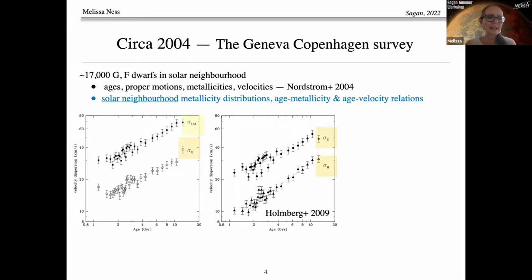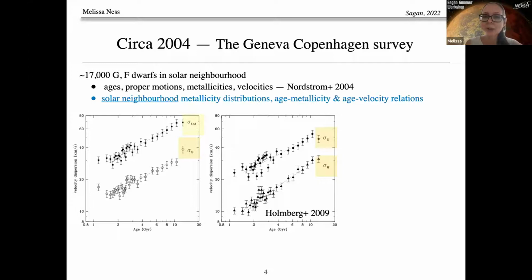We can see this in a figure made from that data, looking at age versus velocity dispersion, showing the total velocity dispersion and the three components of the velocity dispersion in Cartesian coordinates, and there's a gradient. This is very important for understanding the formation and subsequent evolution of the Milky Way.